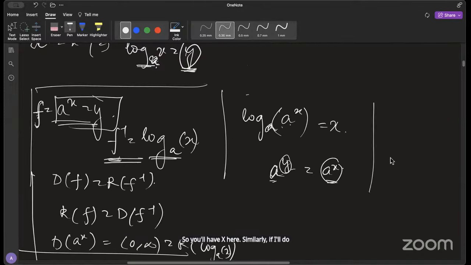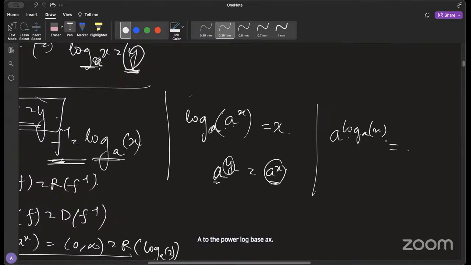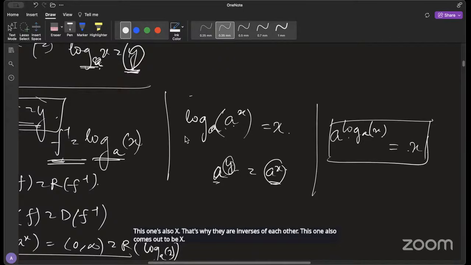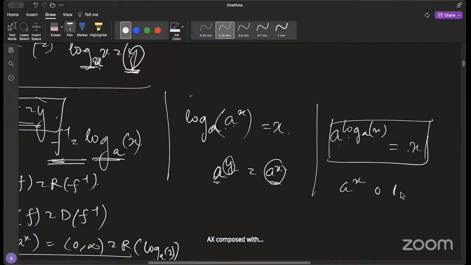Similarly, if I do a to the power log base a of x, this is equal to, let's say this is y. This one's also x. That's why they are inverses of each other. So a to the x composed with log base a of x, and the opposite one, log base a of x composed with a to the x, gives you x. That's why they're inverses of each other.